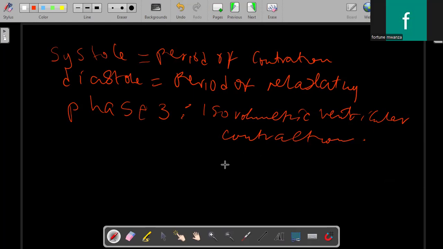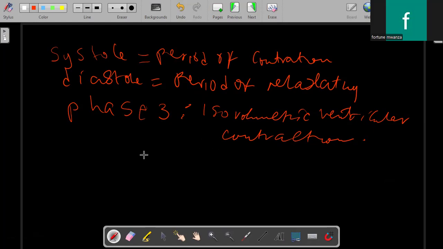Okay, so what is happening in this phase? So remember in phase two, we have the atrial systole, the atrial contraction. We've squeezed all the blood into the ventricles. So now we have a lot of pressure in the ventricles.